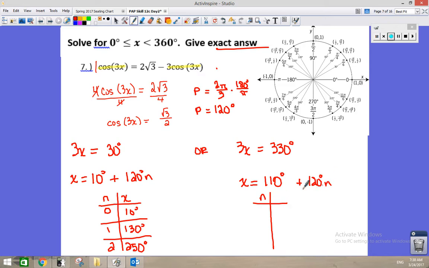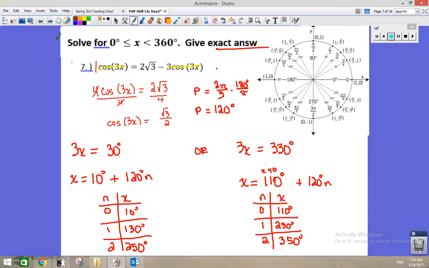Over here, let's see what we've got. If n is a negative 1, then that would be a negative 10, and we have to be bigger than 0. If n is 0, we've got 110. If n is 1, then we've got 230, right? And if n is 2, we've got 350, which is just under the 360 there. So those are our 6 solutions that satisfy this equation. There were infinitely many, but there were only 6 that were between 0 and 360.